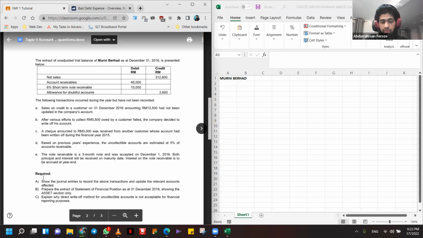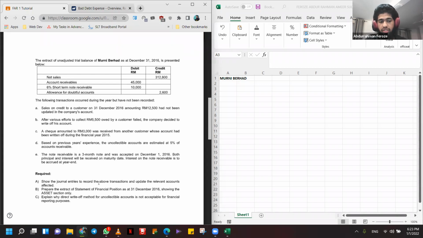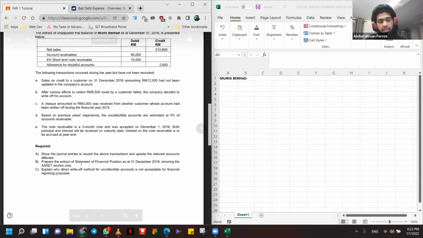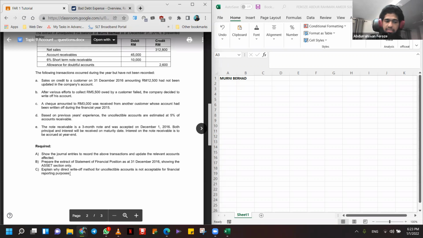This is what they have given us already, and now we need to work on it, right? If you look at what's required here, they ask us to show the journal entries to record the above transactions and update the relevant accounts affected. Then prepare the extract of the statement of financial position as at 31st December 2016, showing the assets section only. Of course, you should not try to do more work than necessary. You just show exactly what they asked for. Thirdly, explain why the direct write-off method for uncollectible accounts is not acceptable for financial reporting purposes. I explained this already, but when we come to this, maybe I'll briefly write something so it'll be clear.